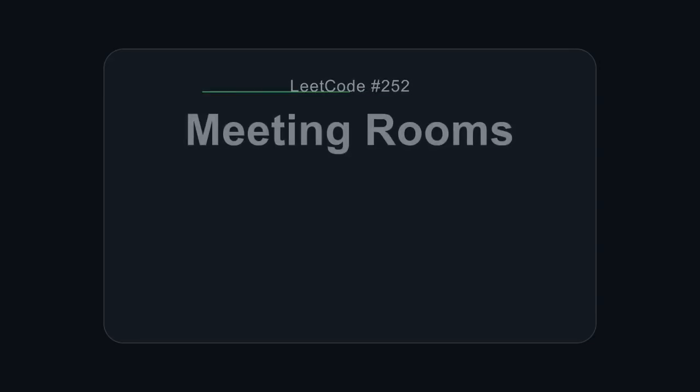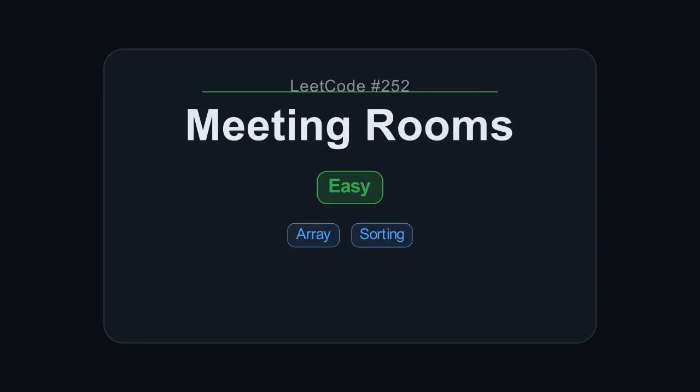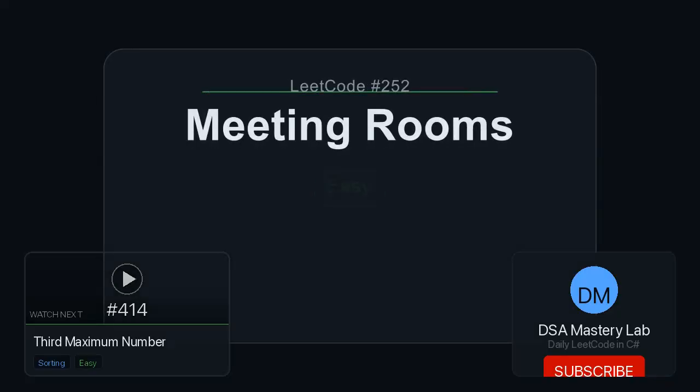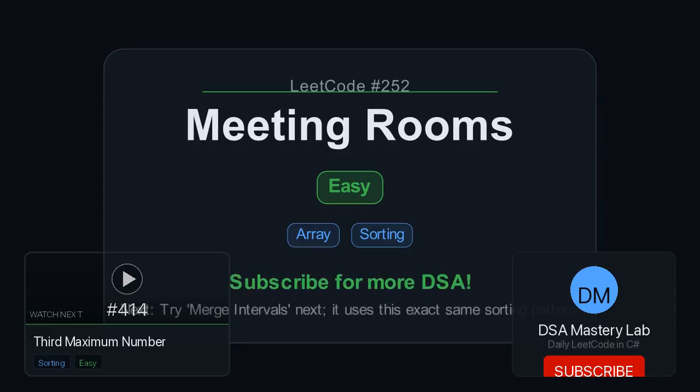You'll recognize this pattern whenever you see intervals or time ranges. If the problem asks about overlaps or merging, your first instinct should almost always be to sort by the start time. The time complexity is O(n log n) due to the sorting step. The space complexity is O(1) since we are sorting the input in place. Now try the merge intervals problem. It uses this exact same sorting pattern.